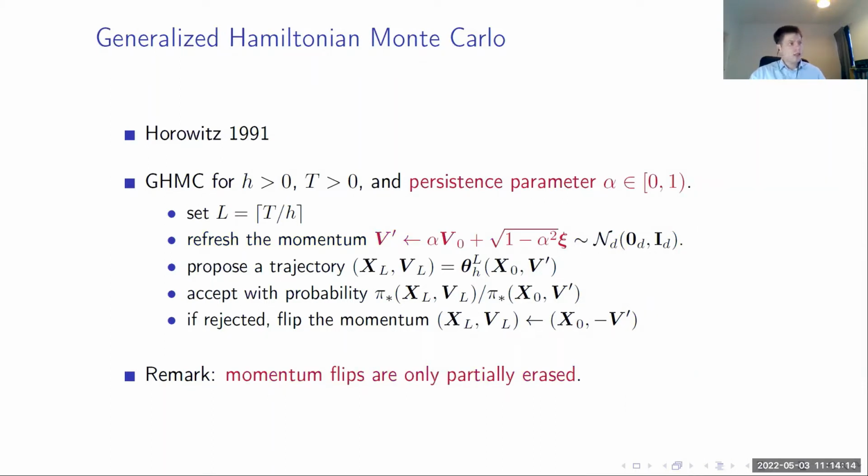A few years later, in 1991, a generalization of HMC was introduced. It's called GHMC. And you can see here that it's very similar to HMC, except it now involves a certain parameter alpha that will be related to a certain notion of persistence, right? So as you can see here, the only difference is that the refreshments are now partial. So if alpha is equal to 0, you recover the full refreshment, therefore you recover the standard HMC algorithm. But now, as soon as alpha is strictly positive, you can see that the flips of the momentum are not erased, or at least they are only partially erased.